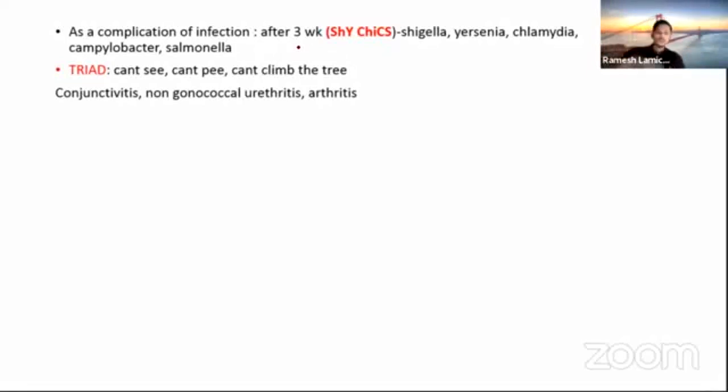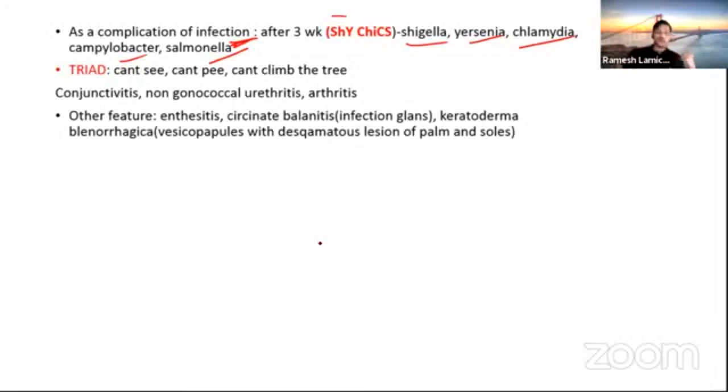Usually reactive arthritis occurs after Shigella, Yersinia, Chlamydia, Campylobacter or Salmonella infection. So you can remember with the mnemonic of Psychics. So this is the mnemonic I like to remember. Then also, what are the other features?